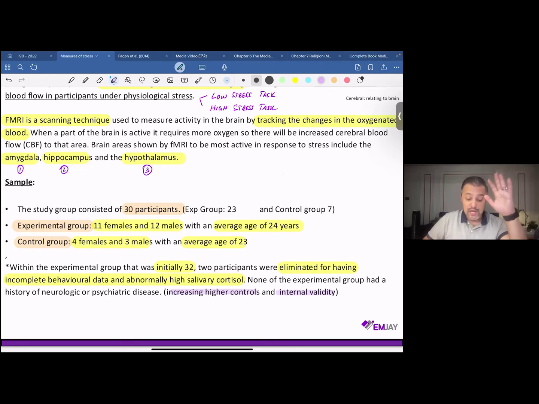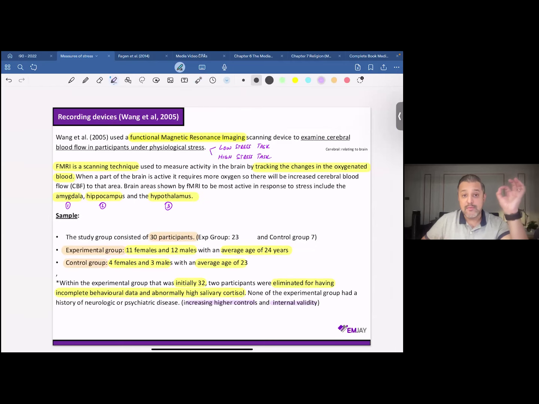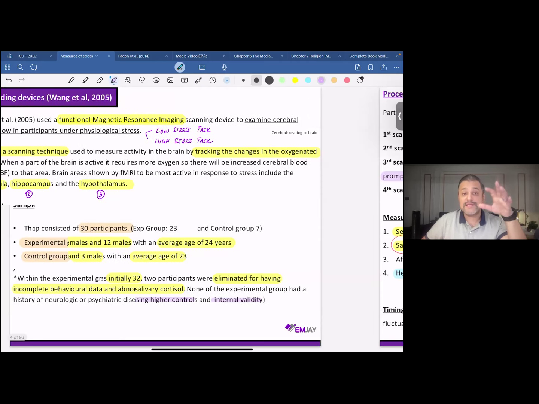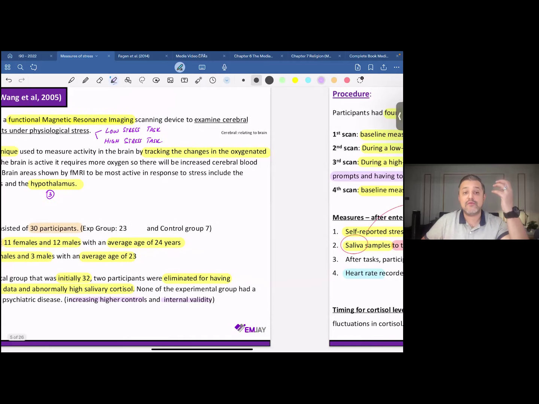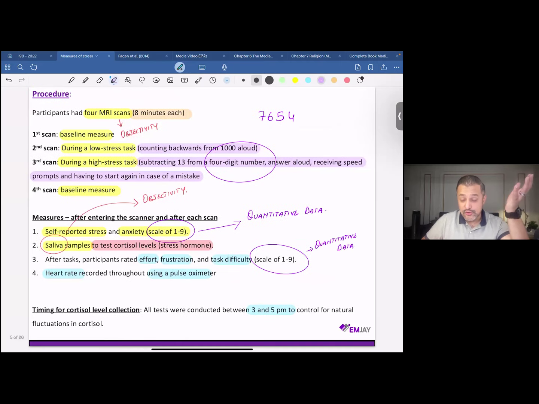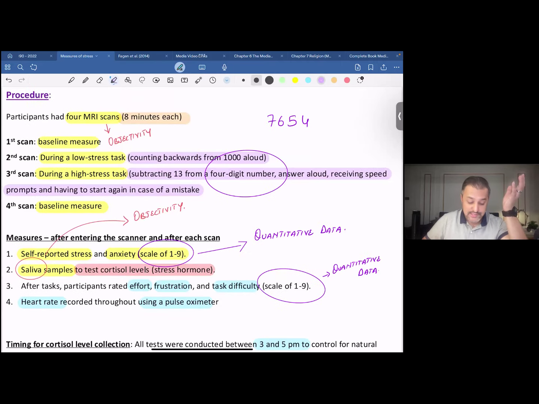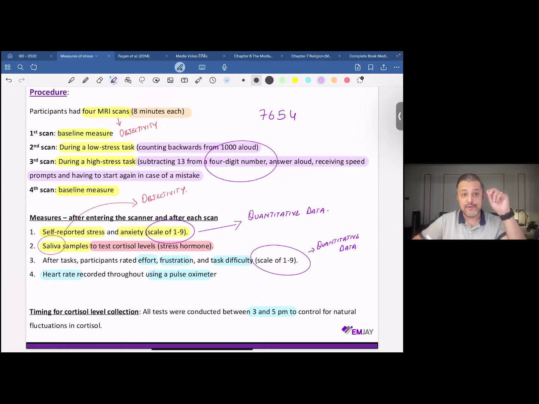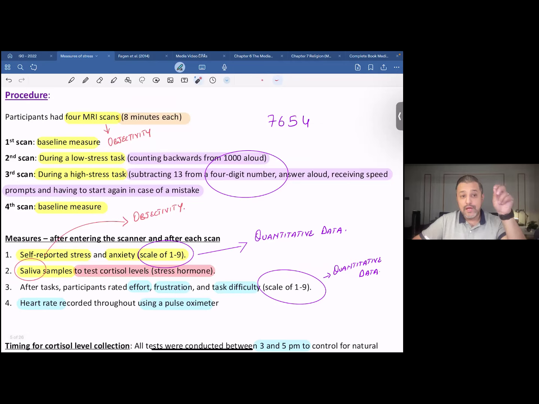So we are talking about using fMRI technique, and these individuals would be made to go through scans, and while they're being scanned, the experimental group would have to go through a task as well. If we speak about the procedure of this particular experiment, each group had to go through 4 MRI scans, and each scan was of 8 minutes.